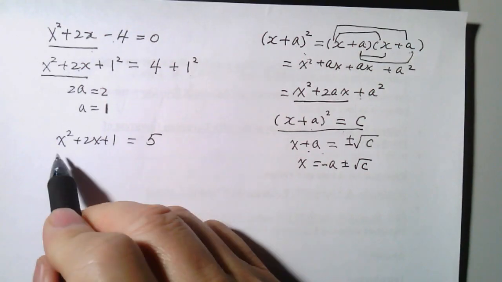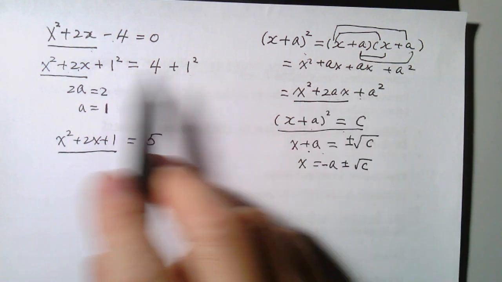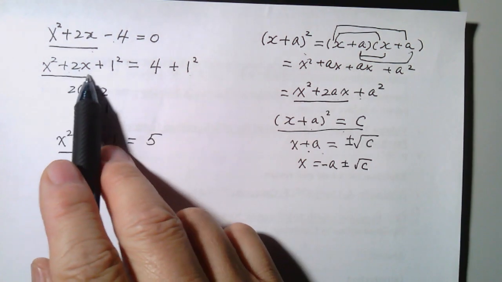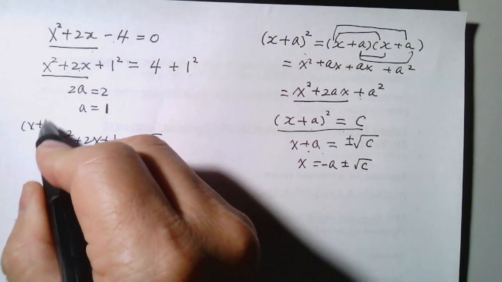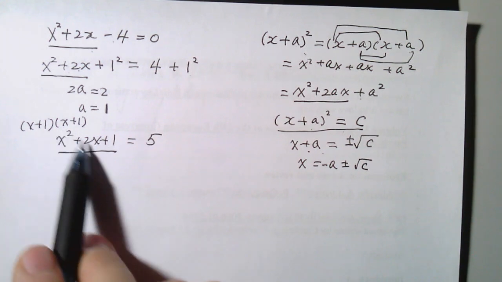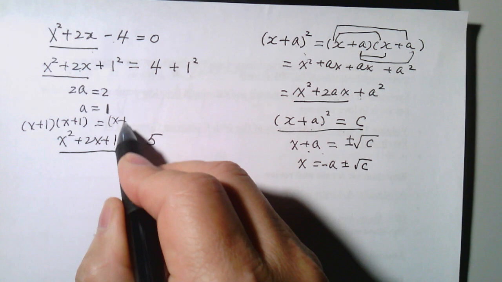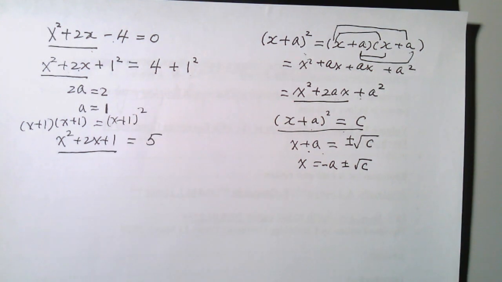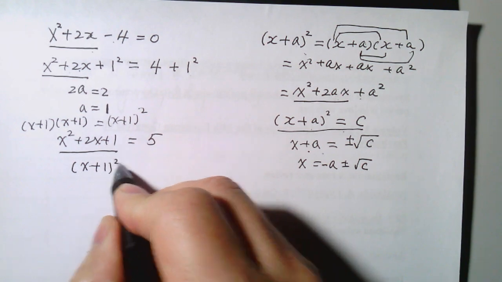So now this is a perfect square. Compared to this, it means this is the FOIL of (x + 1) times (x + 1). You can check that. That is a perfect square, which is (x + 1) squared. So now you can see I have (x + 1) squared equal to 5.